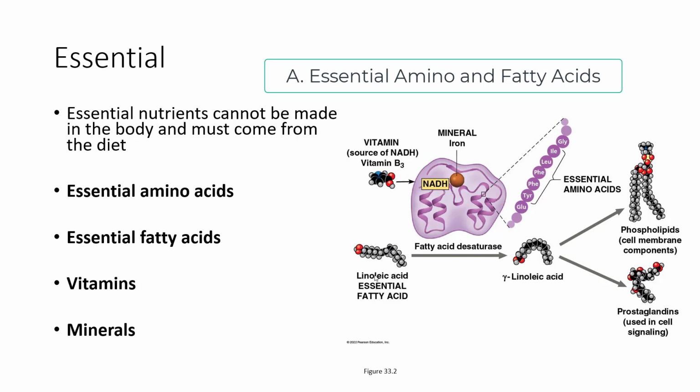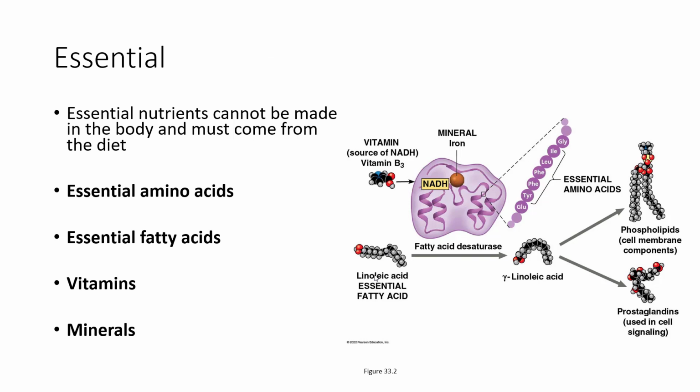Any essential nutrient is what cannot be made in the body and must come from the diet. The mammalian body is capable of making many amino acids, but cannot make every amino acid. Essential amino acids cannot be made in the body, and animals are capable of making many fatty acids, but cannot add certain double bonds, and thus some acids are essential fatty acids. They must come from the diet.